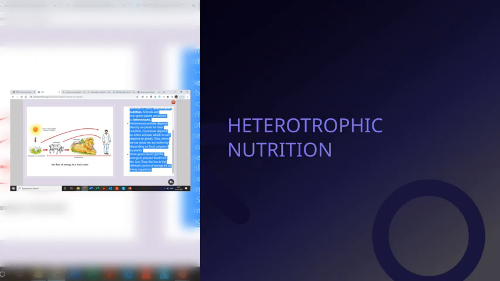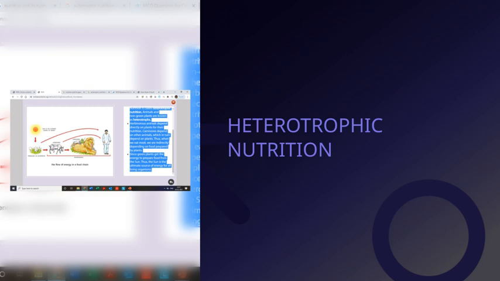In contrast to autotrophs, which produce their own food, heterotrophs are dependent on external sources. This includes animals, fungi, and many bacteria. For example, animals eat plants or other animals, while fungi break down organic material in their environment.